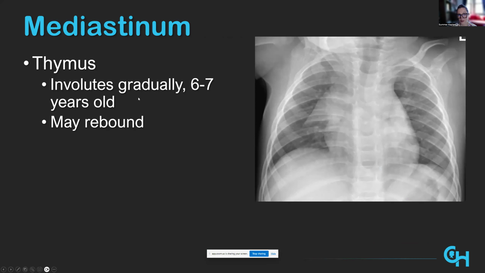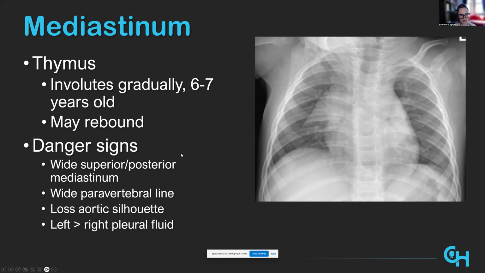The thymus involutes gradually between 6 to 7 years old, so it sticks around for a while. It may rebound, but as far as affecting the mediastinal contour, it's usually kids who are under 6 or 7 years old. We see here that the thymus can actually extend out into the lung, sort of layering along the fissure here. The thymus doesn't necessarily obscure the lung markings behind it, so that helps us differentiate this as a thymus as opposed to something else in the lung.